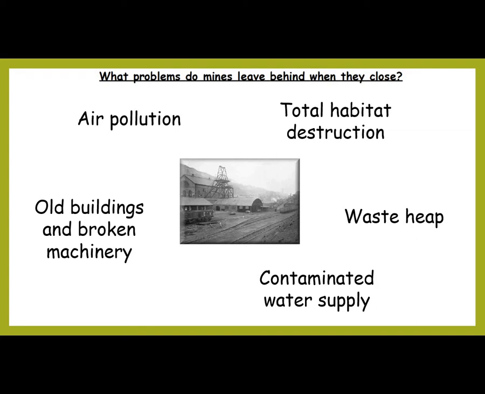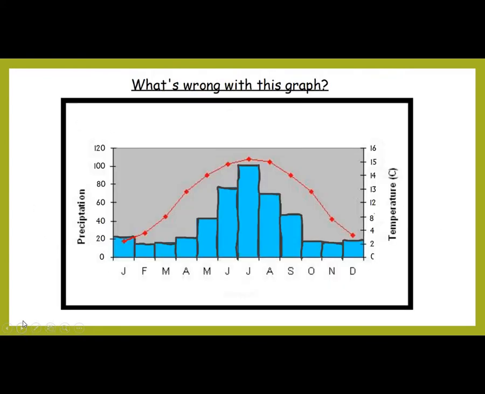Okay, so let's look at just how much of an effect some of these things have on the area. So if we're talking about contaminated water, animals are going to be drinking it. Habitat destruction, there's nowhere for animals to live. Let's actually create a graph that shows how animal populations have changed over time in an area where mining has happened. So the first thing we're going to do before we draw a graph, though, is identify what makes a good graph. Now this is a climate graph.